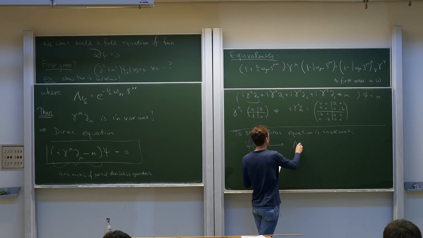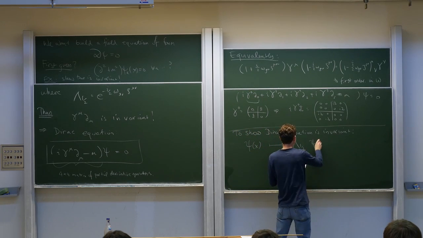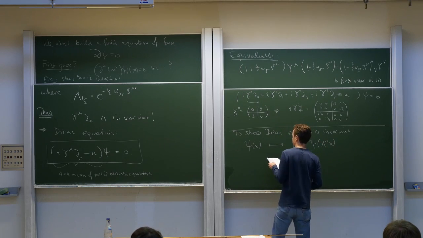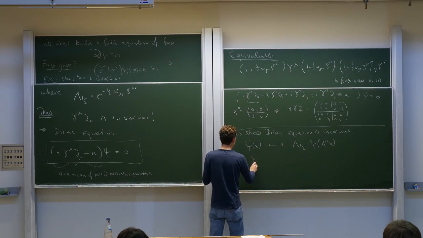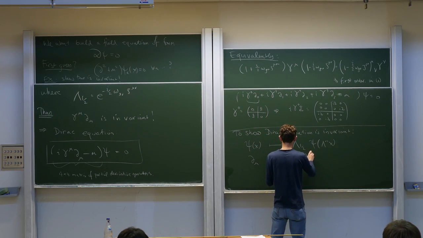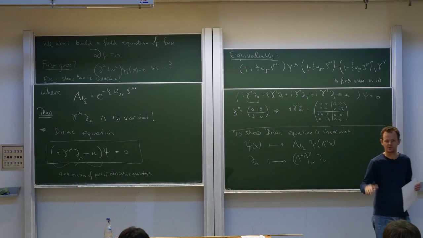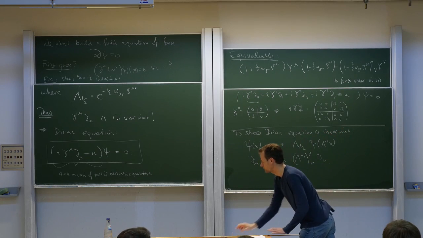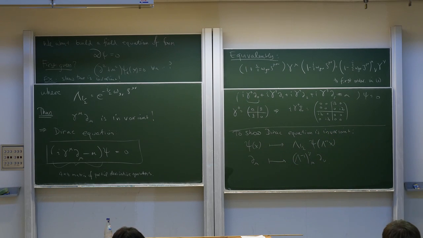So under Lorentz transformations, we know that a Dirac spinor field goes like this. And we know that d mu transforms like this according to the inverse, because it's got a downstairs index. And we're going to substitute those two transformation laws into the Dirac equation, and, well, we'll see that everything's okay.